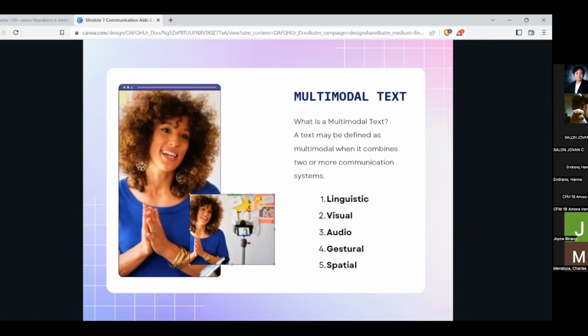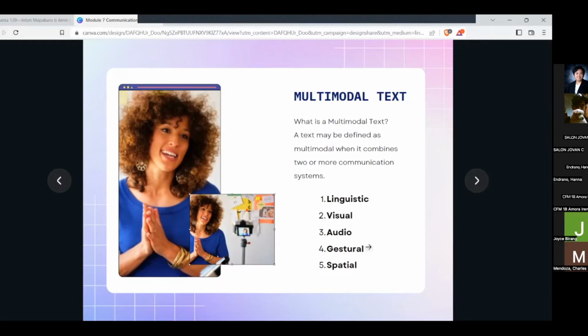So this multimodal text came about because of the fact that people learn in different modes, right? Some learn visually, some learn linguistically. I don't know what your learning type is, but that's for me.